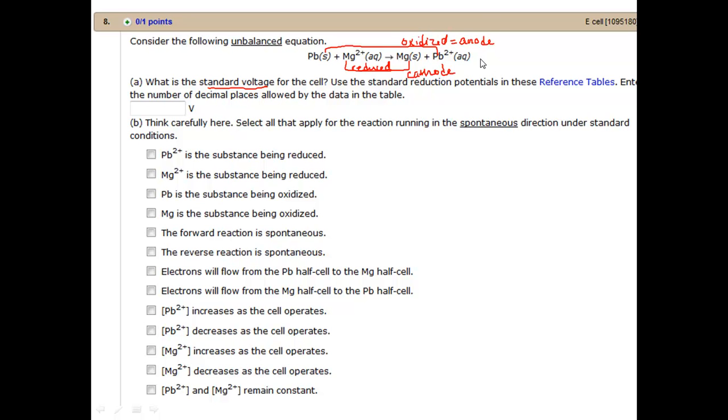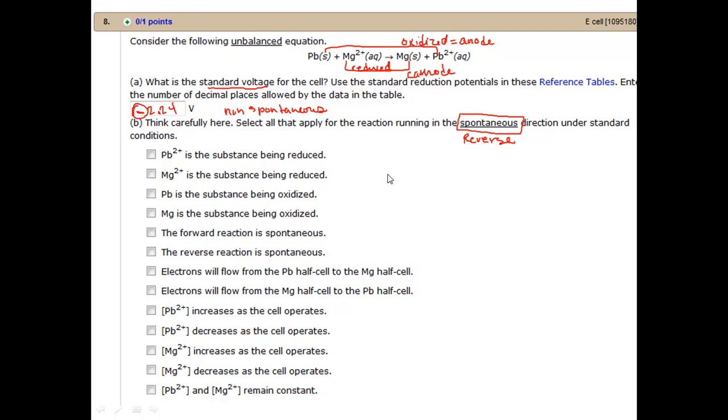And when you look up those numbers and do cathode minus anode, you get a negative value. I think it's negative 2.24 or something like that, but it's negative. Now, that tells you that it's non-spontaneous. The next part of the question says, select all that apply for the reaction running in the spontaneous direction. So the spontaneous direction is the reverse direction.